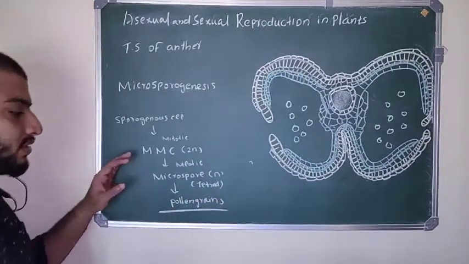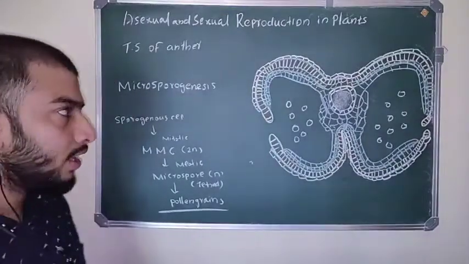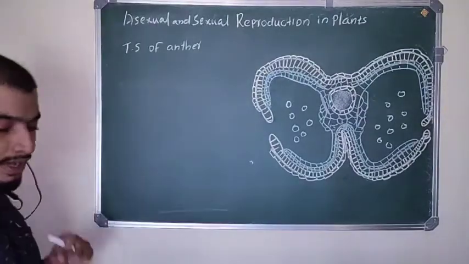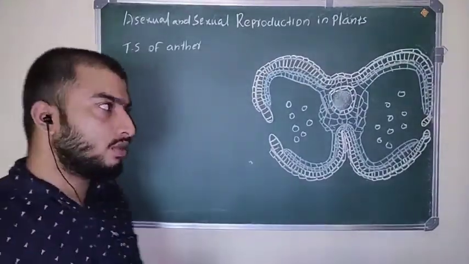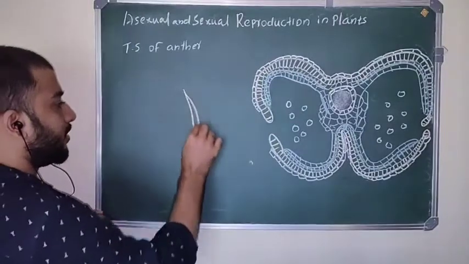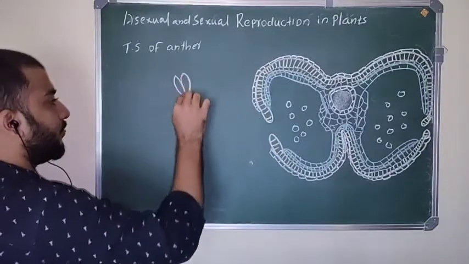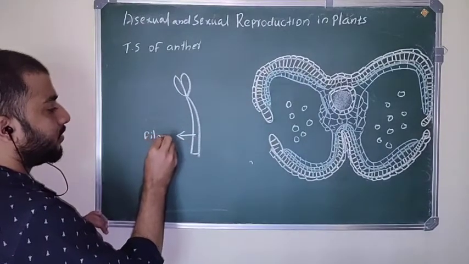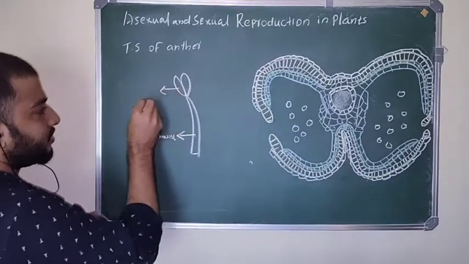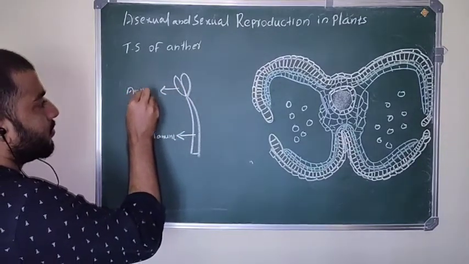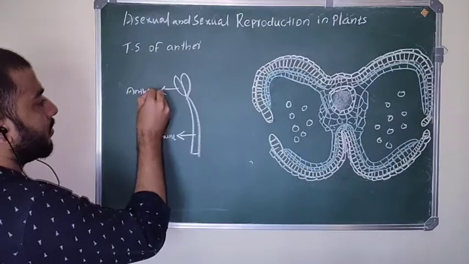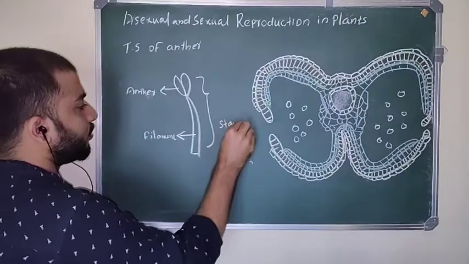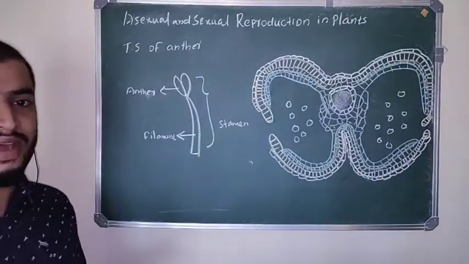Till now we have discussed all these portions. Now we are going to check the structure of the anther. The anther is the bag-like structure present on the stamen. The stamen has a stalk-like structure called the filament, and a bag-like structure called the anther, and together they form the stamen. So stamen constitutes the male part of the flower, that is androecium.